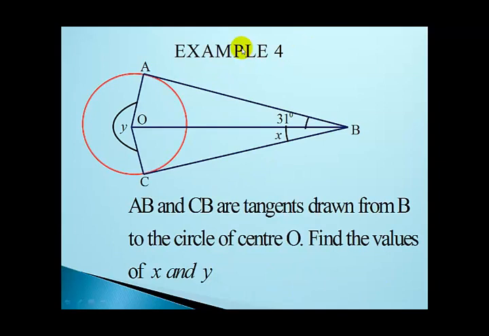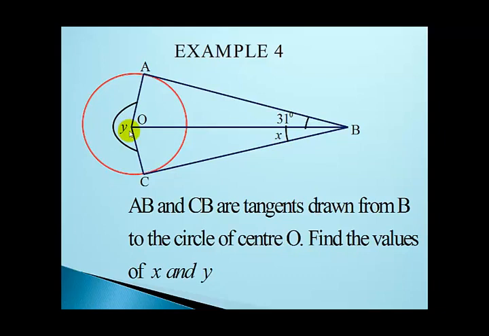Now let's look at this example. Considering the diagram as shown, AB and CB are tangents drawn from B to the circle of center O. The center of the circle is O. Find the values of x and y.